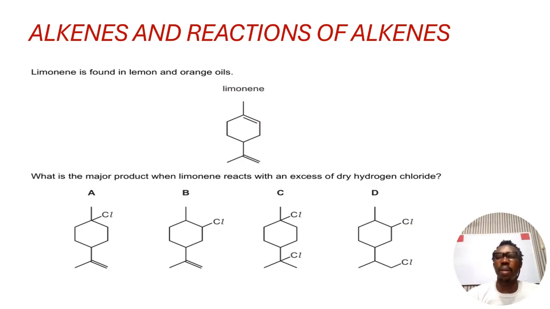I'm back with my lectures, still on alkenes and reactions of alkenes, where these are typical chemistry A-level questions on electrophilic addition of alkenes. Limonene is found in lemon and orange oils. You can look at the structure of limonene. What is the major product when limonene reacts with an excess of dry hydrogen chloride? This is an electrophilic addition reaction of alkenes with hydrogen halide, whereby two products are formed.